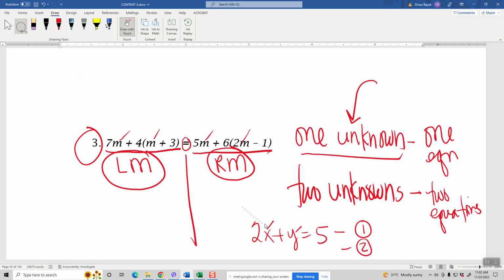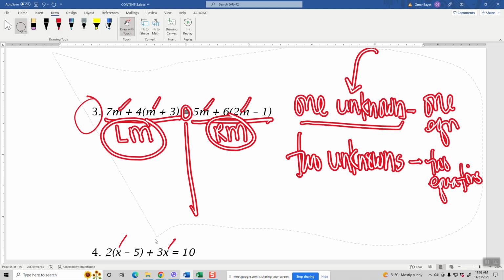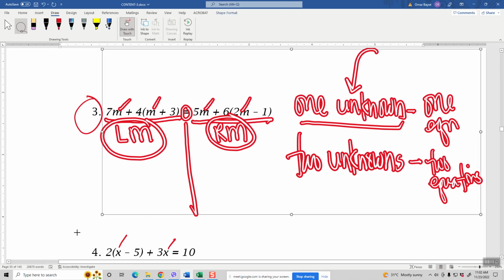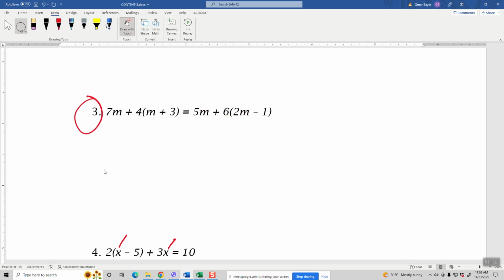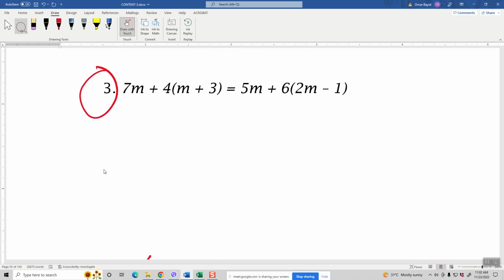So going back now, okay, so this is clear. One unknown, one equation required. Two unknowns, two equations. Okay, so we will start to solve this problem number 3.